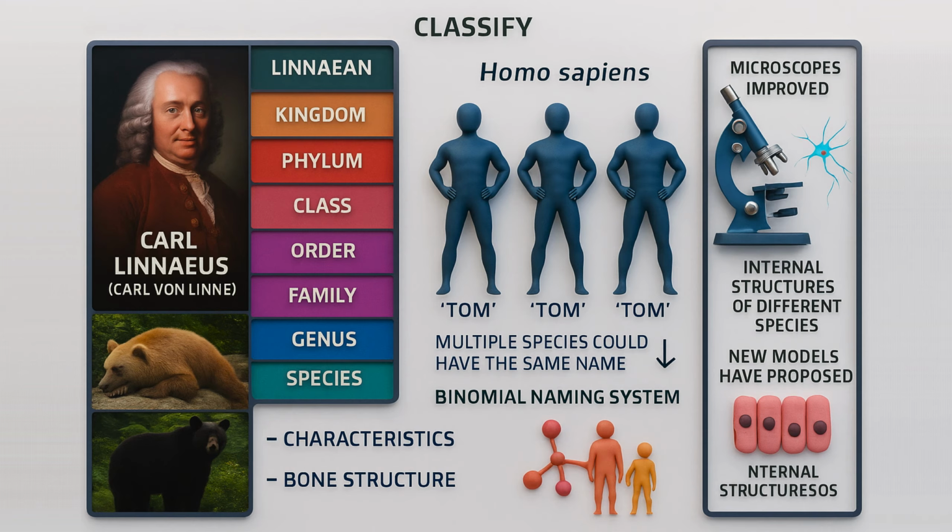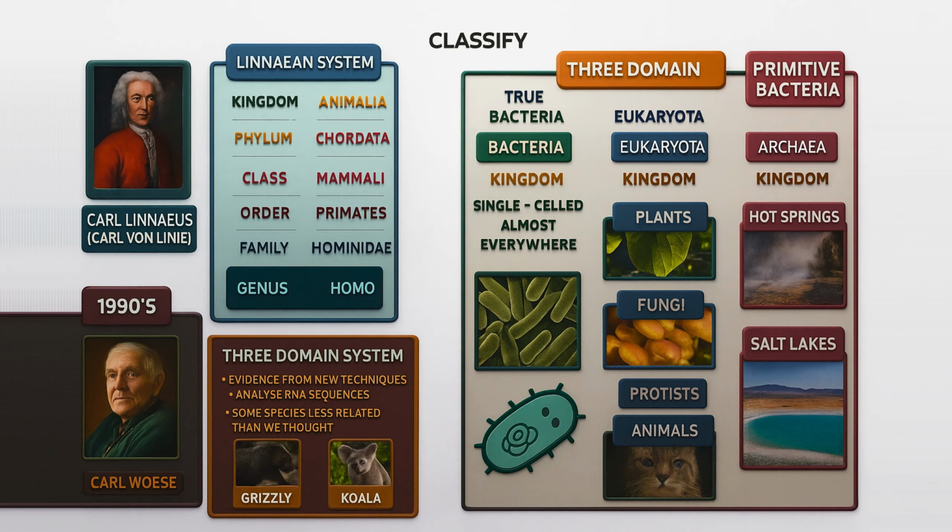However, as scientific tools like microscopes improved and we learn more about the internal biology and genetic structure of different species, newer models of classification were developed to reflect this deeper understanding. These new models did not replace the Linnaean system, but rather built on it and sometimes were merged with it. For instance, in the 1990s, another scientist, Carl Woese, proposed an even broader system of classification known as the three-domain system. Based on detailed comparisons of ribosomal RNA sequences using new molecular techniques, Woese discovered that certain organisms that were once thought to be closely related were, in fact, much more different than expected.